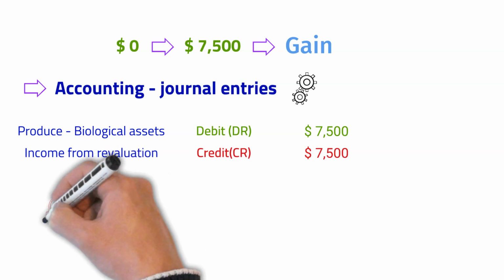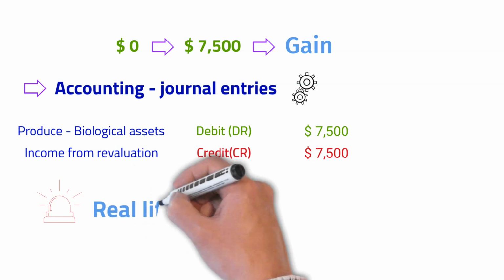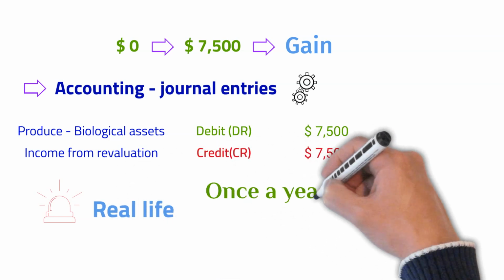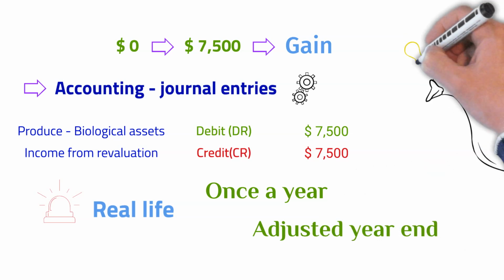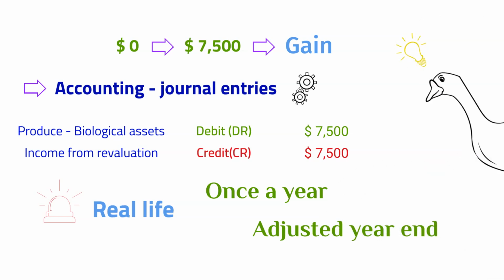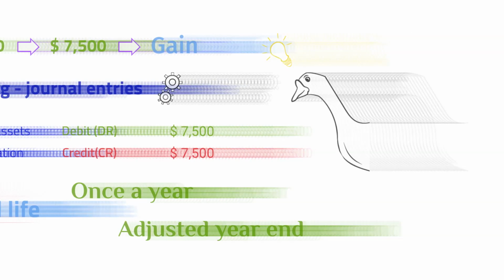In reality, a lot of farmers skip such valuation and do that adjustment once a year, and actually even adjust their fiscal years to match their harvesting time, to avoid any unnecessary fair value adjustments in the P&L.